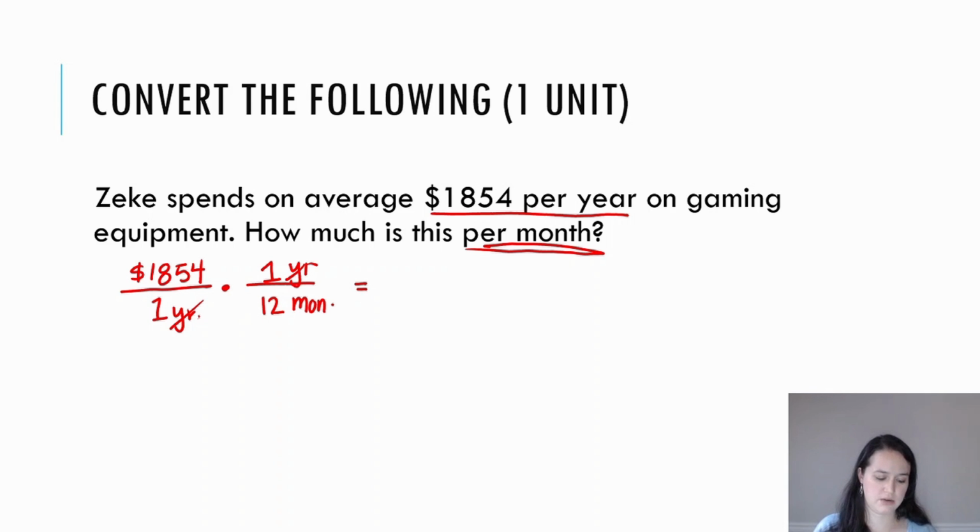All right, I'm going to get my calculator for this one. You're welcome to divide by hand if that's how you feel like doing things. Go for it. Let's see, 1854 divided by 12. So, per month, that's about $154.50 per month that he spends on gaming equipment.